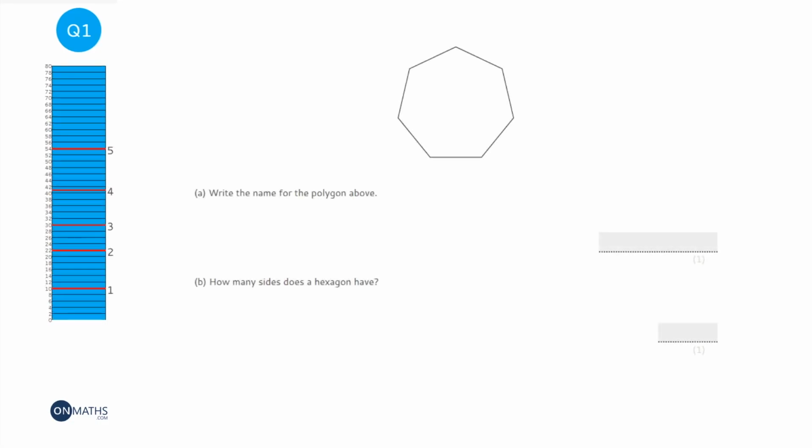So in this question we're asked what name this polygon has. Now, a polygon is just a shape that has an amount of sides, poly meaning many. So we've got to count the sides first. So we've got 1, 2, 3, 4, 5, 6, 7. And a 7-sided shape is called a heptagon.